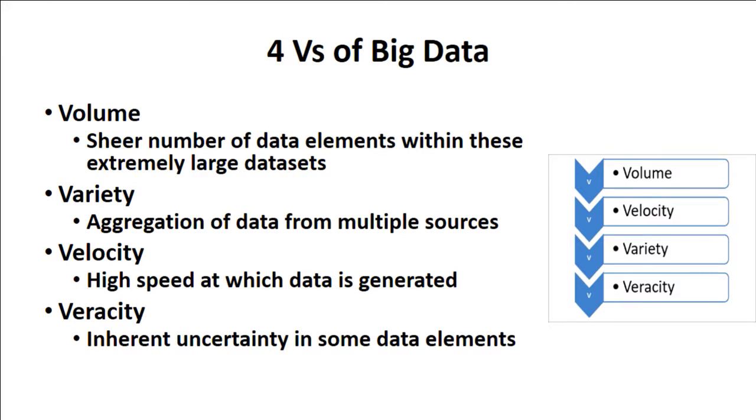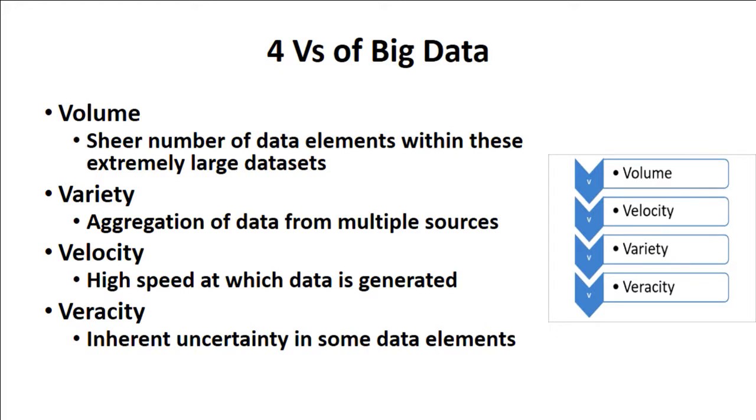One of the ways to define what big data is is to use the 4 V's of big data. So volume, as the name says, it's big data. So it's the sheer volume of data elements that we're dealing with. But other components would include the variety of data. So we're aggregating data from multiple sources.